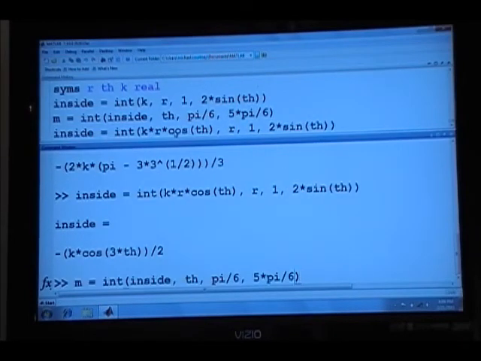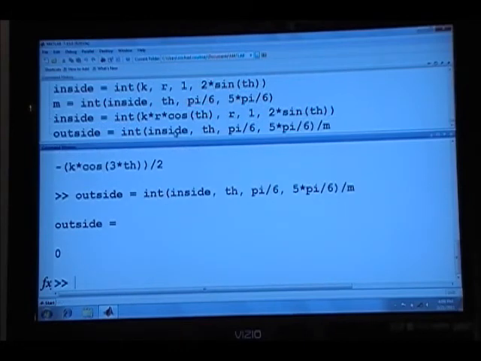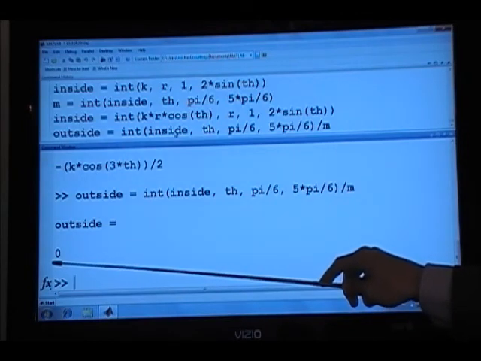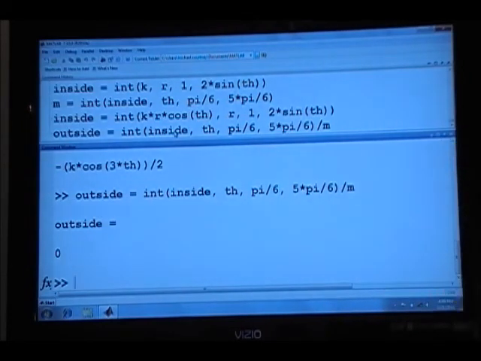And now we can go ahead with the outside integral. We have to work the integral, and then we also divide by the mass. And as we were expecting from symmetry considerations, the x-coordinate of the center of mass is 0.